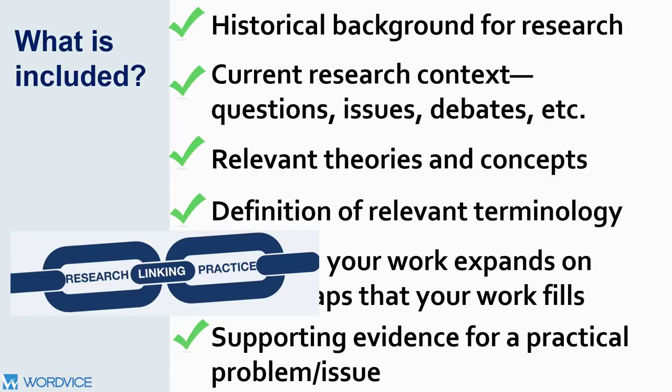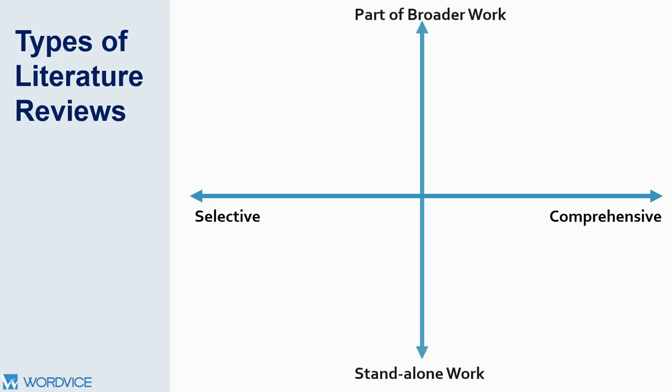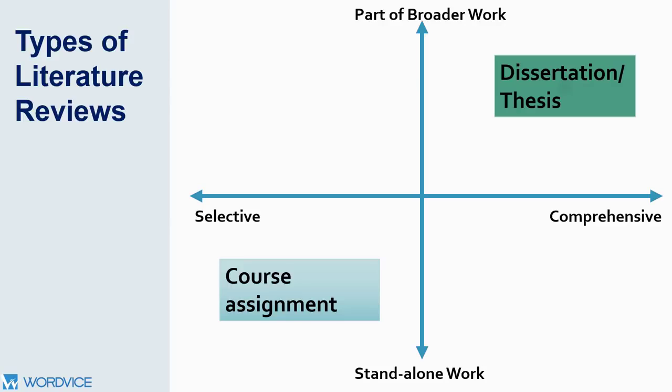Literature reviews range from the selective, a very narrow area of research or only a single work, to the comprehensive, or a larger amount or range of works. They can also exist as part of a larger work or stand on their own. A course assignment is an example of a selective standalone work. It focuses on a small segment of the literature on a topic and makes up an entire work on its own. The literature review in a dissertation or thesis is both comprehensive and helps make up a larger work.